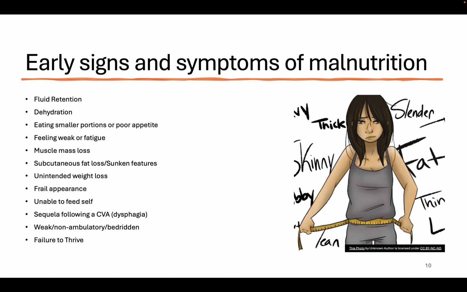Early signs and symptoms of malnutrition. We have fluid retention, dehydration, eating smaller portions or poor appetite, feeling weak or fatigue, muscle mass loss, subcutaneous fat loss with sunken features, unintended weight loss, frail appearance, unable to feed themselves, sequela following a CVA such as dysphagia, weak or non-ambulatory, being bedridden, and failure to thrive. When you see any of these signs and symptoms documented in the electronic medical record, then start thinking, does this patient have eating issues and or malnutrition?